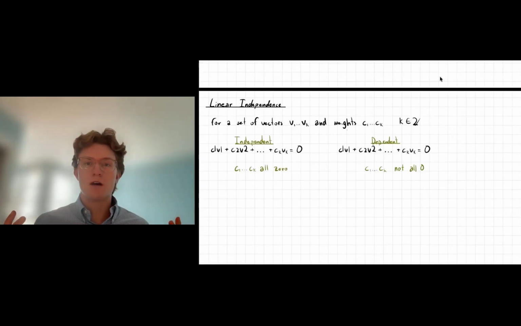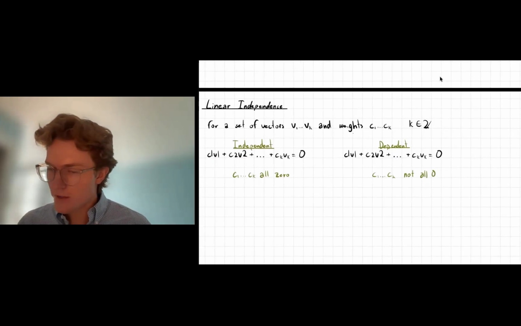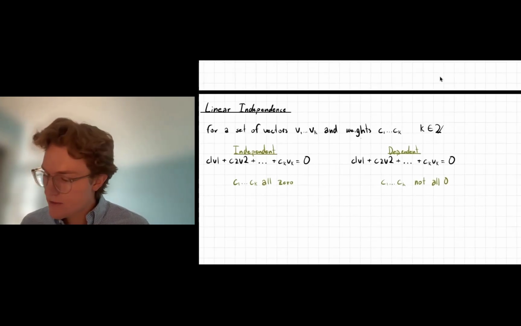Say a student comes into my office hours and says they kind of understand linear independence, but they don't know how to actually check for it. Let's work through it.